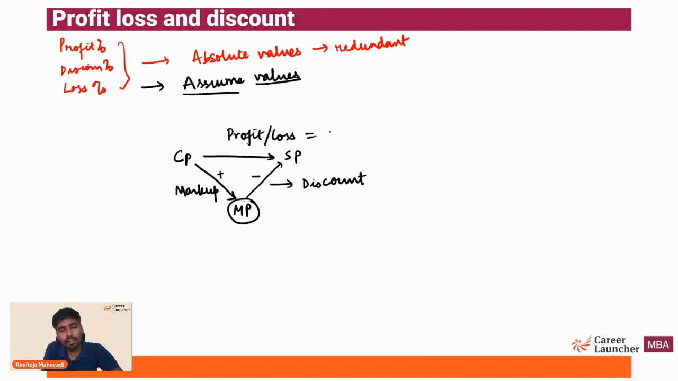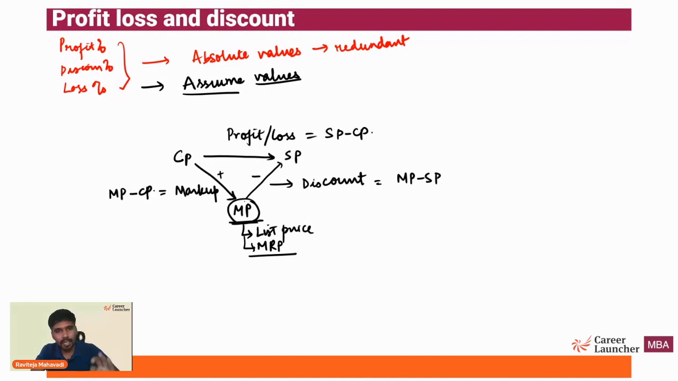So profit or loss is the difference between selling price and cost price. Discount is the difference between mark price and selling price, and markup is the difference between mark price and cost price. The mark price can also be referred to as list price or MRP or the display price. So there are three prices: cost price, mark price and selling price, and hence we have three journeys possible, that are markup, discount and profit or loss, right?